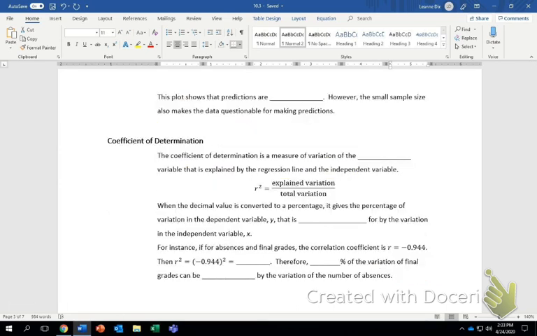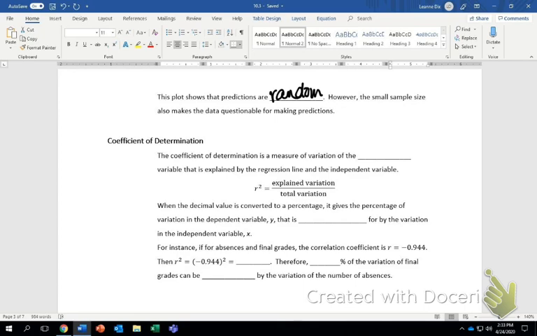So concerning that previous residual plot, we can say that this plot shows that predictions are random. However, the small sample size also makes the data questionable for making predictions. So we would need a lot more points in order to be confident in what we are saying. So the other piece, and you might have seen it in your calculator, is our coefficient of determination.